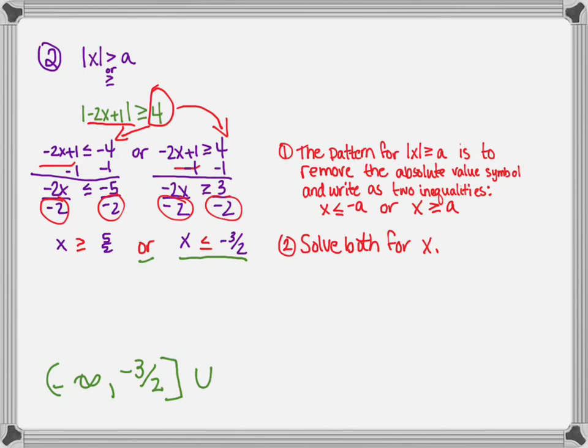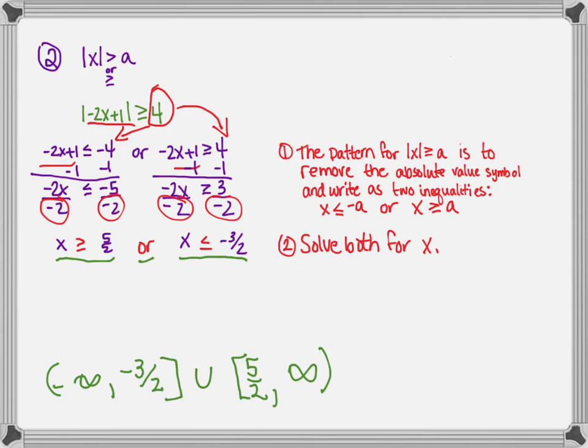And then with the right inequality, the smallest number that x can be is 5/2. And x is greater than or equal to 5/2, so x goes up to infinity. 5/2 is included because of the equal bar in the inequality symbol, the greater than or equal to 5/2. But infinity is not included because it's not an actual number, so it gets curved parentheses.